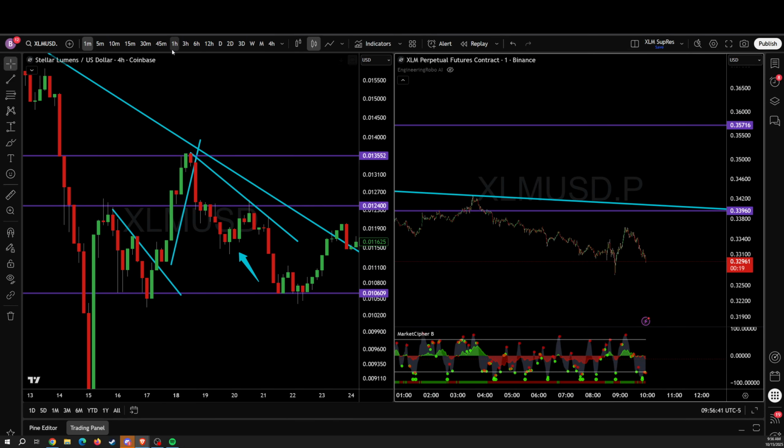But here you've got that same move. You could have taken this short. It stayed red, and now you got a green cloud here on Engineering Robo. So this one kept you in the trade this whole way, and you could have easily made a really good gain off that using this as well.